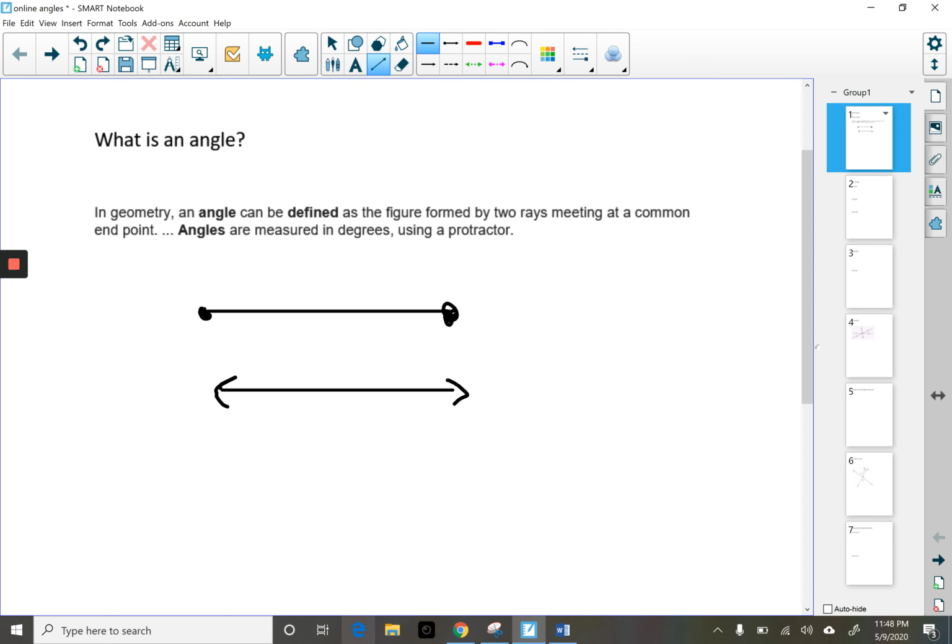And we also have a ray. The difference between a ray and a line is that a ray has one endpoint, and the other side goes on forever and ever and ever. Now, what we're going to be discussing today are angles.